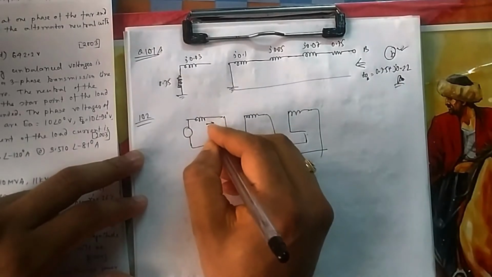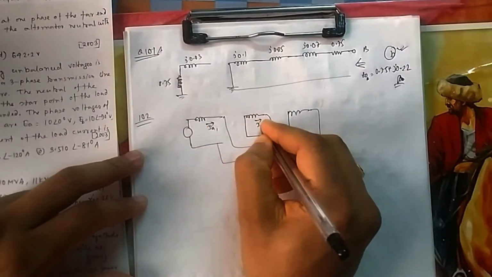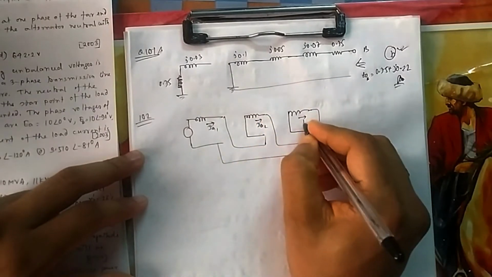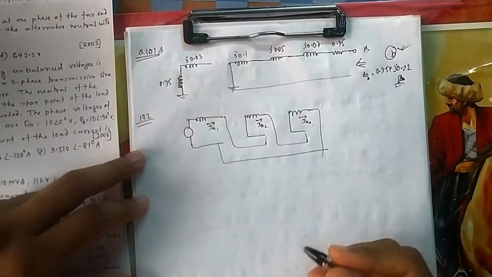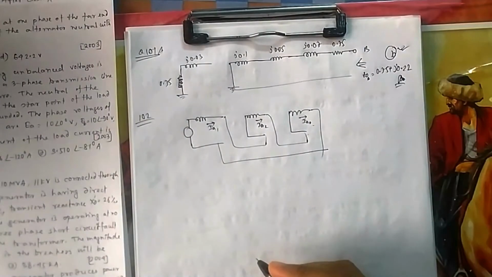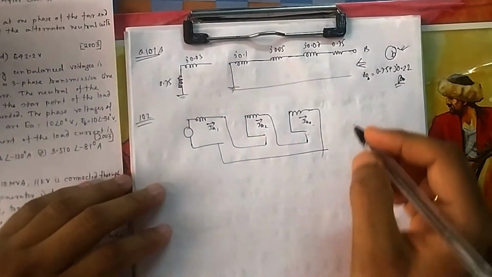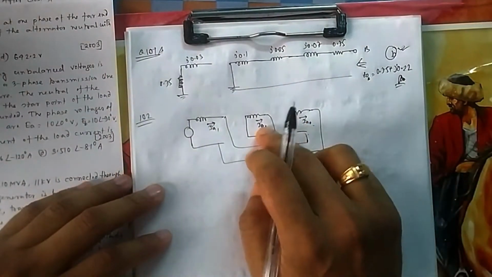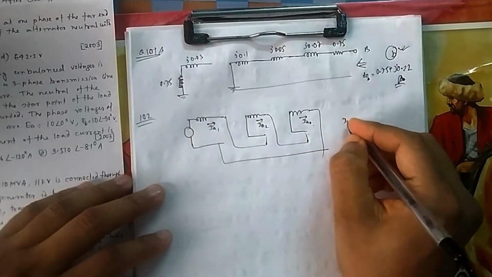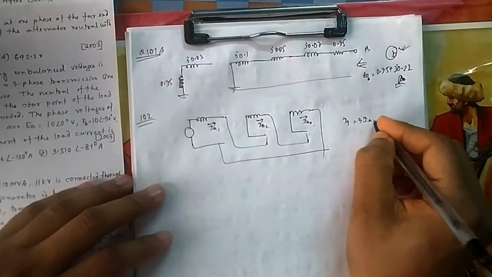This was your IA1, this was your IA2, this was your IA0. So your fault current was 3 into IA0. That is, IA was the fault current: IA0 plus IA1 plus IA2, because all are equal, your fault current was 3 IA0. So you have to mark all these values.